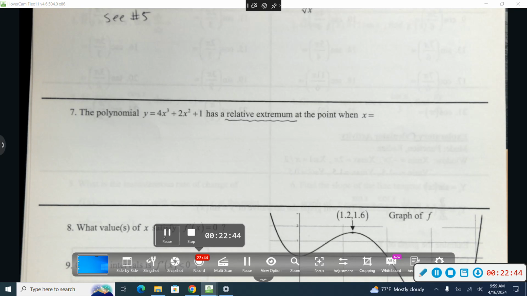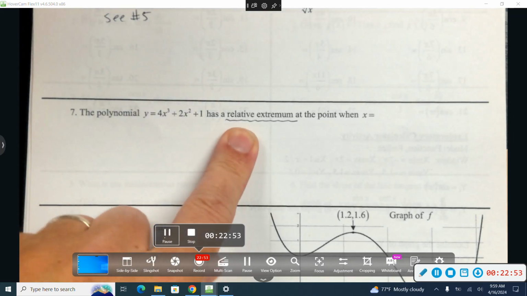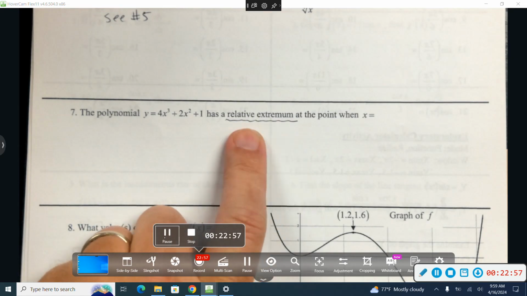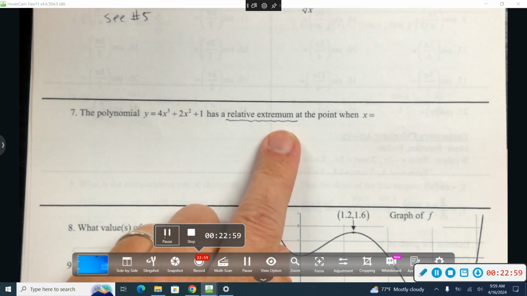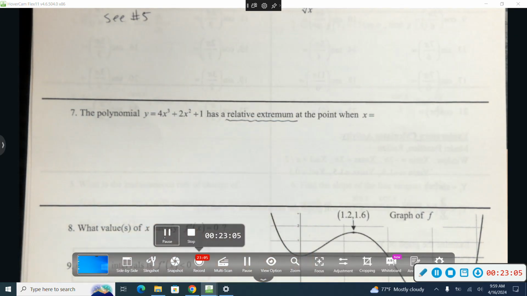Fancy words. Relative extremum. Okay, well, relative extrema. So this doesn't mean you have a crazy aunt or uncle. That would be an extreme relative. That's not what we're talking about here. We're talking about an extremum, so like a max or a min. Maybe not the overall max or min, but relative to the people around it.